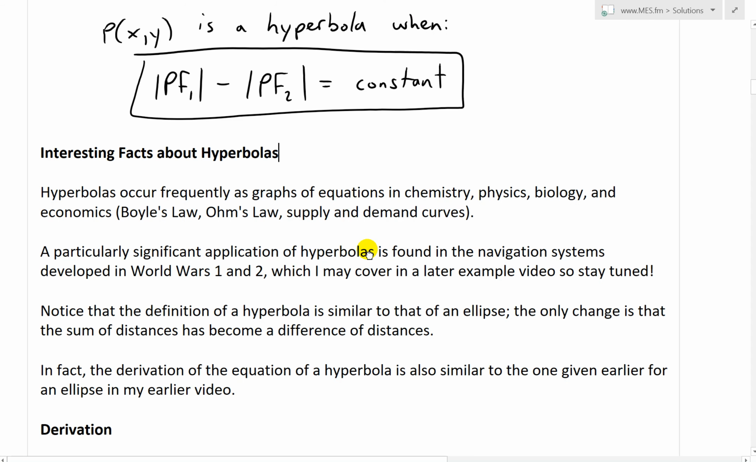And now I'll briefly cover some interesting facts about hyperbolas. So hyperbolas occur frequently as graphs of equations in chemistry, physics, biology, and economics.